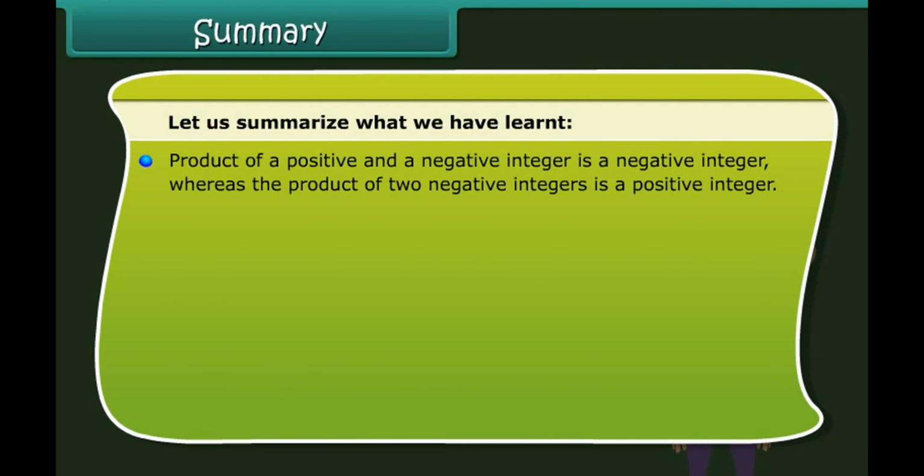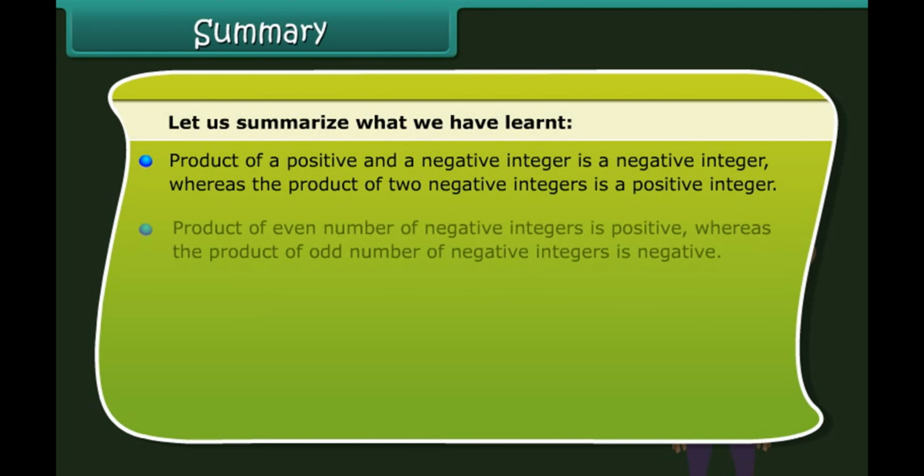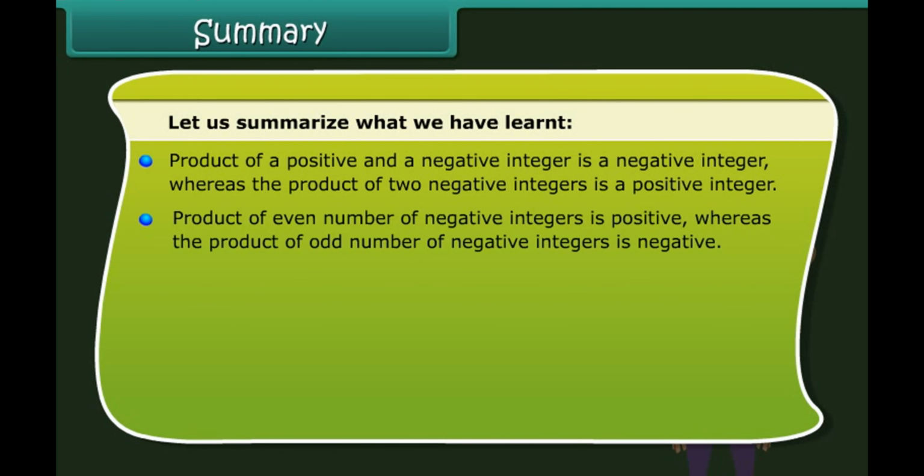Product of a positive and a negative integer is a negative integer, whereas the product of two negative integers is a positive integer. Product of even number of negative integers is positive, whereas the product of odd number of negative integers is negative.